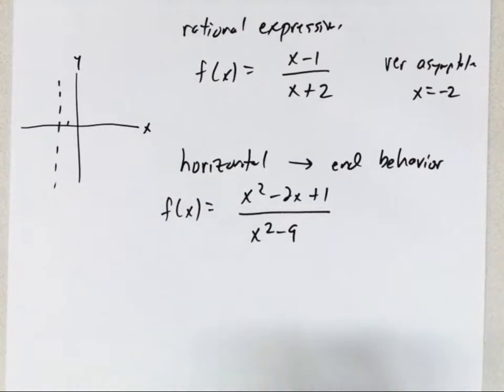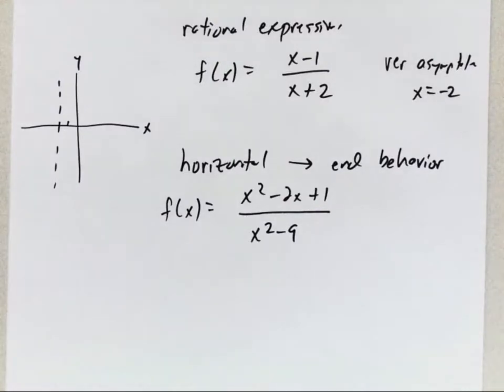First of all, what would the vertical asymptotes be? Well, if I factor this, it would be x plus 3 times x minus 3. So I have vertical asymptotes at x equals 3 and x equals -3. All right, that's pretty straightforward. Now what about horizontal asymptotes?